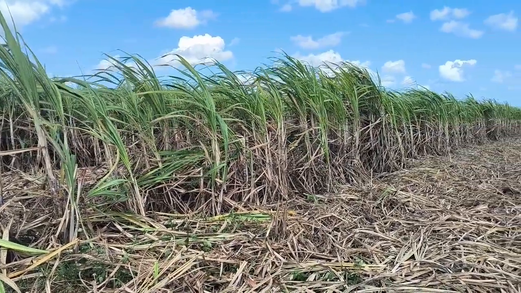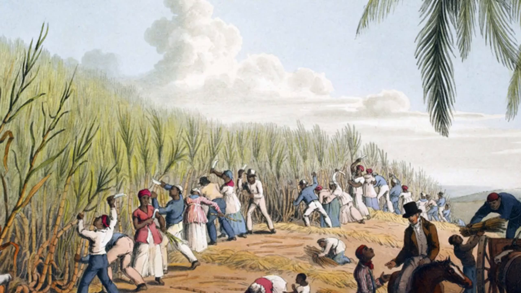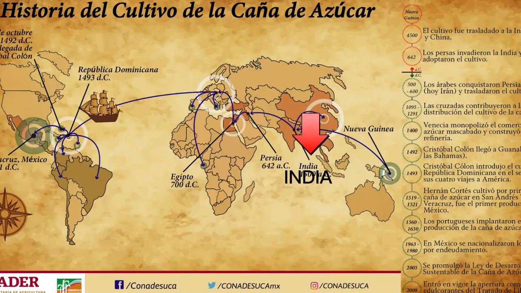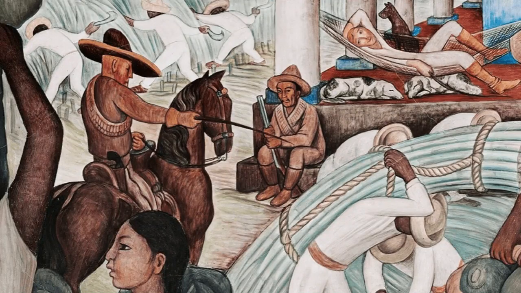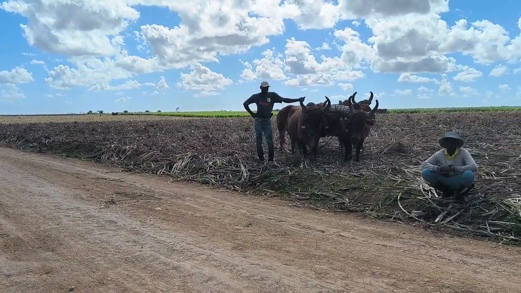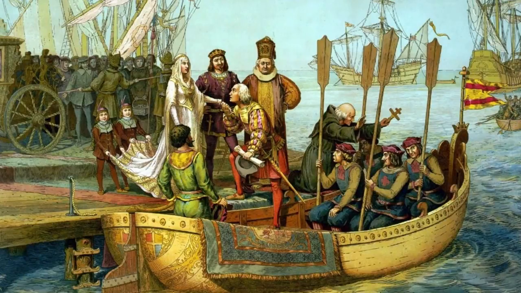The history of sugarcane begins in New Guinea more than 3,000 years ago. From New Guinea, sugarcane was taken to India, and from India, it was taken to Portugal. In Portugal, sugarcane was then taken to Spain. The Spaniards brought sugarcane to America in 1493. In the Dominican Republic, where we are, sugarcane was brought by Christopher Columbus in the second voyage to this island.